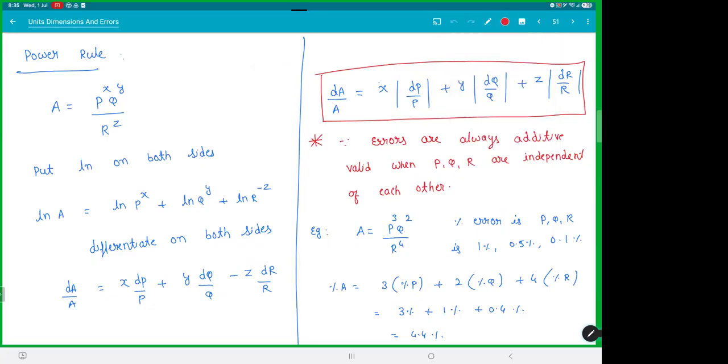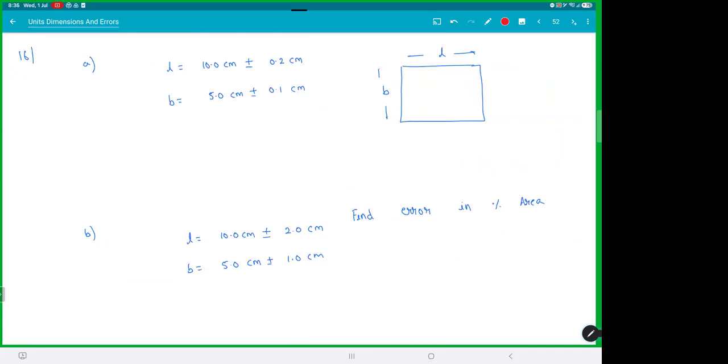One more thing, this power rule is valid only for very small errors, because when you're differentiating, you're saying that dp and dq are very small quantities. When I say small errors, we're talking about 1%, 2%, not more than that. Let's get these two cases.